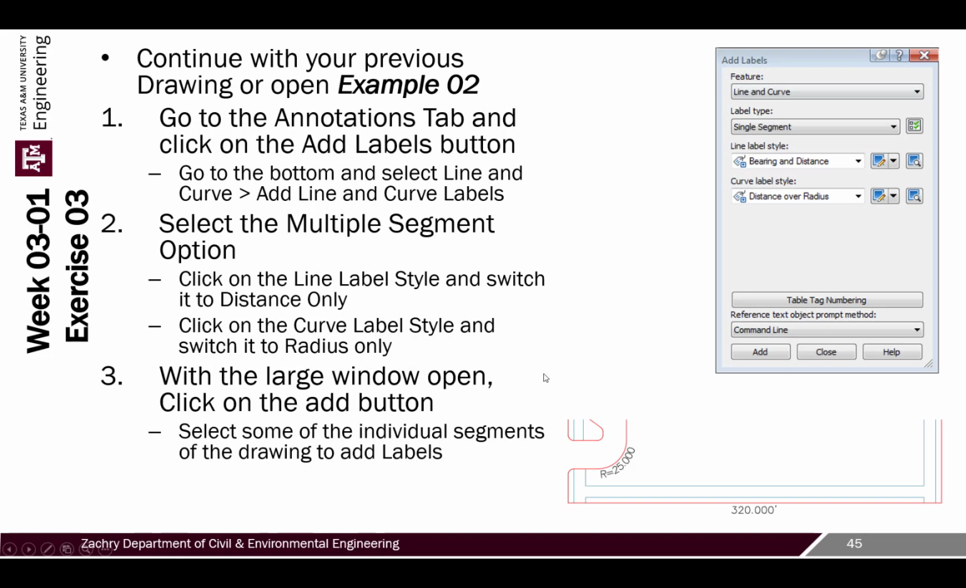So what we're going to do is continue with the same thing. I'm going to get rid of the segments that I put in there as far as what their dimensions are, and I'm going to switch to a multiple segment on the label style, and then make sure my line label style and my curve label style are set to what I did before. And then I can click in Add and put in the information. So let me show you how we're going to do that.